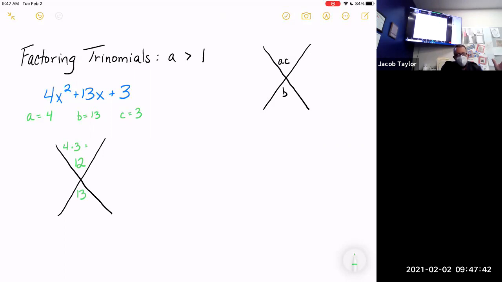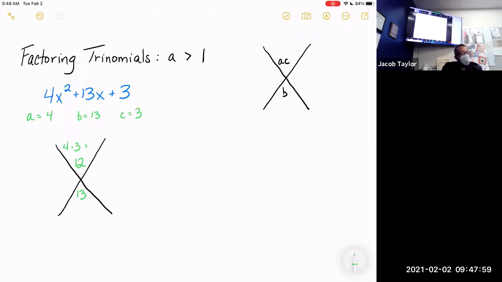So now our goal is to fill in. Say that again? Oh, very good. Shelby's already ahead of us. We want two numbers that when we multiply them together will give us the 12. And when we add them together will give us 13.